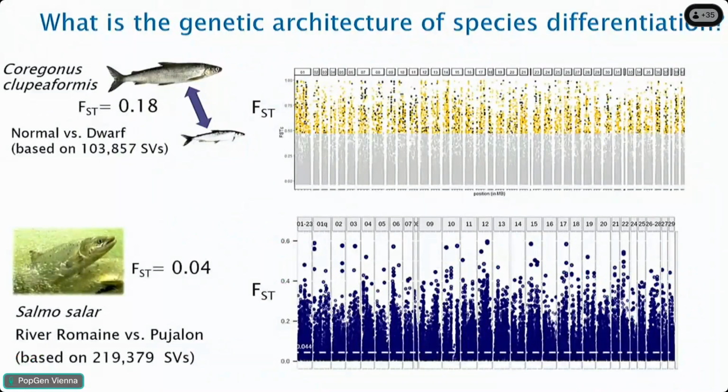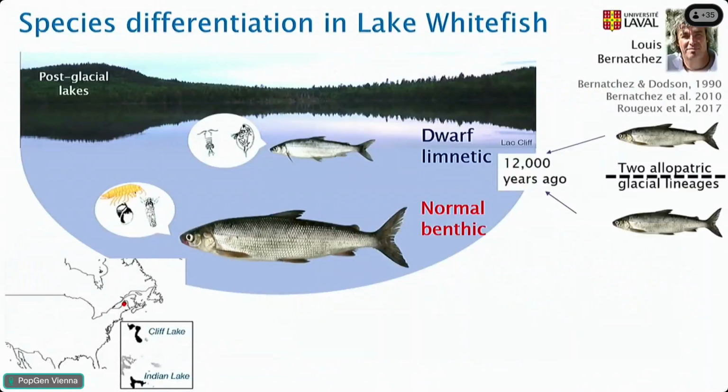Then what can we do? Well, we can, for example, calculate FST not only on SNPs, but also on structural variants. And did we find interesting things with that? Yes and no, maybe. To explain a little bit more of the whitefish system, here we have two allopatric glacial lineages that came into secondary contact in a post-glacial lake.